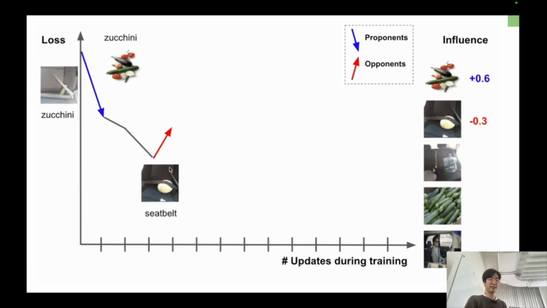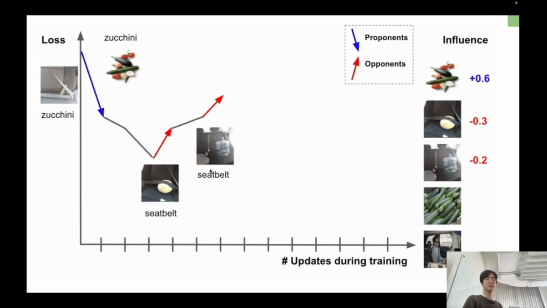And then we have another example here, which is labeled as seatbelt. This looks quite similar to the test sample here, but now with a different label. So this is decreasing the likelihood of zucchini for the model for this image, and increasing the likelihood of seatbelt. Now this is an opponent, because after looking at this sample, the loss value for this sample is increasing.